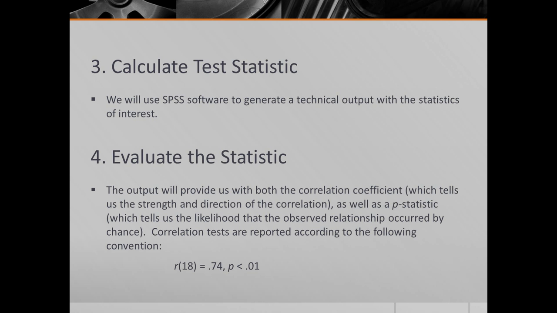We'll also have a p-statistic, which tells us the likelihood that this observed relationship occurred by chance. Or in other words, how likely is it that we would generate this correlation coefficient if in fact the null hypothesis were true, that there's really no relationship in the population. The way we report them is according to this convention. We have r in italics, and then in parentheses the degrees of freedom, which is n-2, space, equals, space, 0.74, that's the correlation coefficient rounded to the hundredths place, comma, space, p in italics, space, less than, space, and then whatever the next highest cutoff point is. For example, 0.01. You would either have 0.05, 0.01, or 0.001 for our class. That's as far as SPSS will report. So it's the next highest conventional cutoff point.